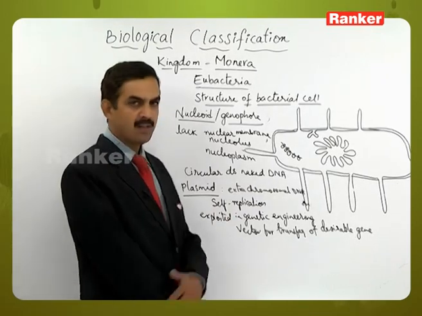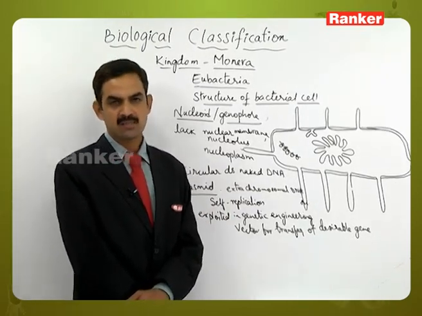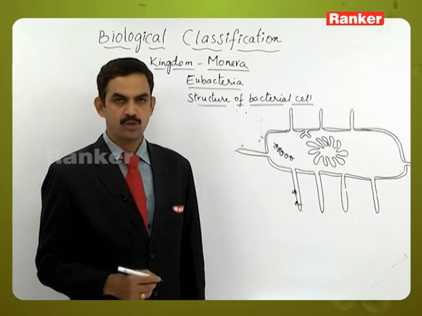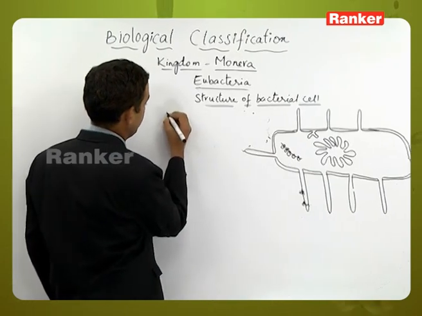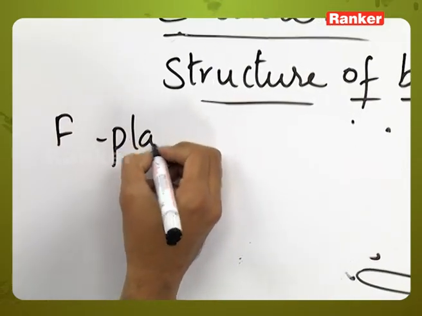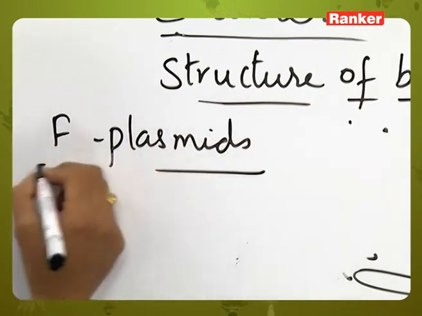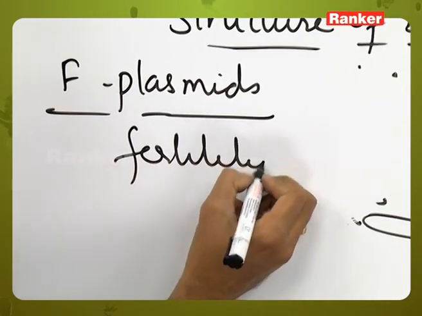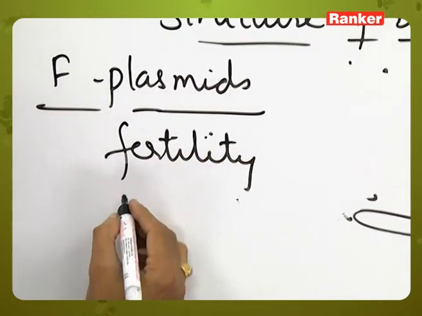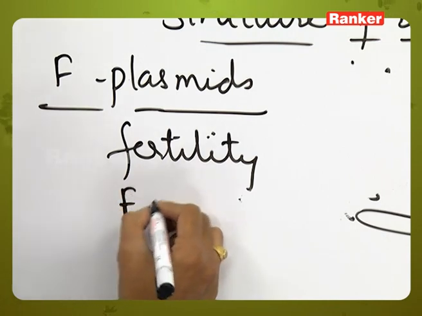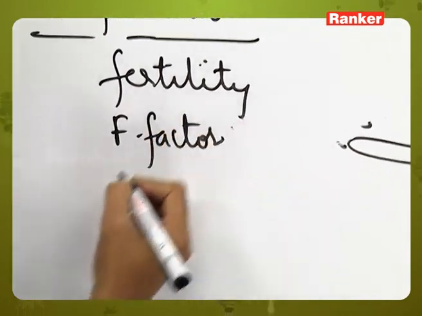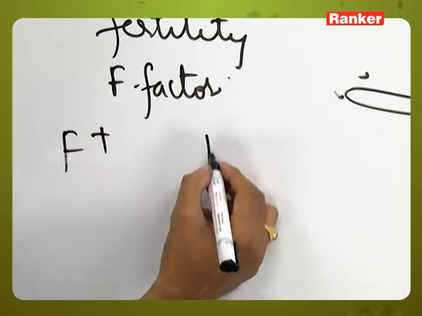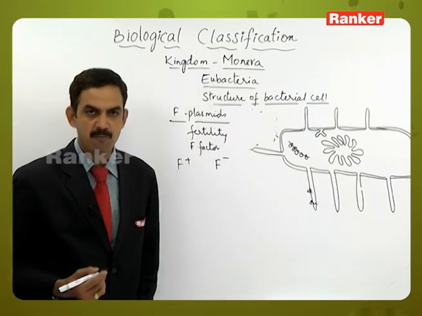And the plasmids are of various types based on their nature. So let us see the three types of plasmids present in different types of bacteria. Those are F plasmids. F plasmids are the ones responsible for fertility, so we call it an F factor. The bacteria which contain this F plasmid are called F plus bacteria, and the ones not having this F plasmid are called F minus bacteria.